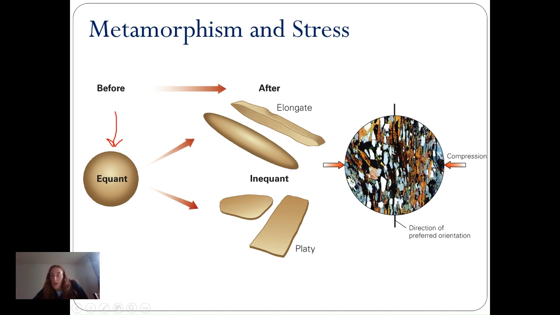As an example, this is a rock that has undergone compression. It's been squeezed from both sides, and that has made the minerals line up in a flat, layered pattern.